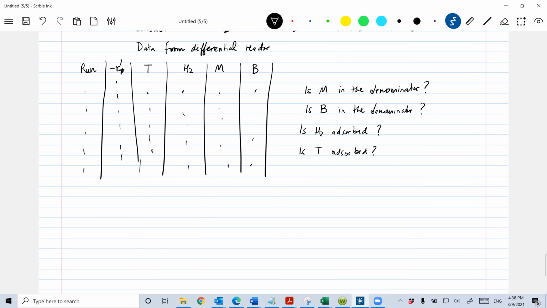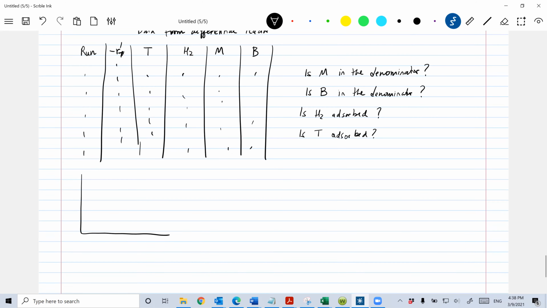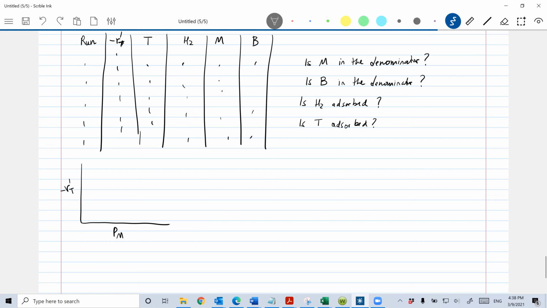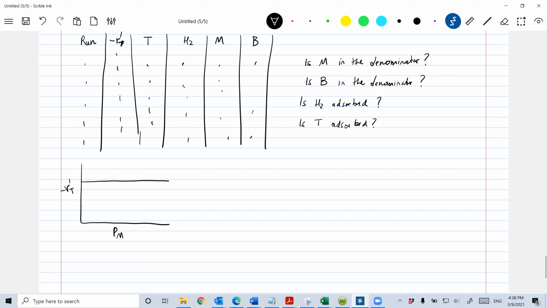So you can ask those questions, and the data will tell you that. For example, here's what this could look like. Let's say you look at the partial pressure of methane, and then you have rate RT prime. So you take runs where everything else is constant, but the partial pressure of methane is changing. That's what you would do. Let's say you do that and you find a flat line, nothing's happening as you increase partial pressure of methane. So that means that methane is not in the denominator. That means methane is not adsorbed. So when methane is formed, methane leaves.